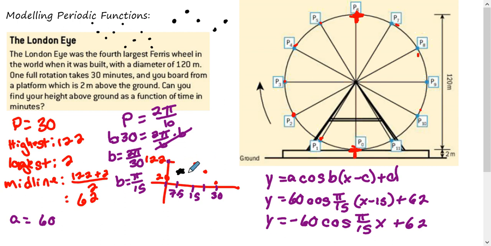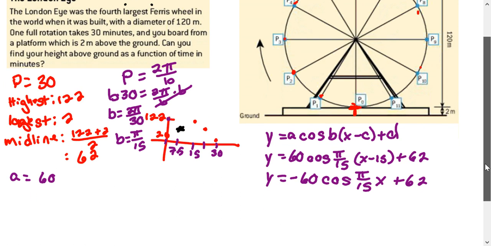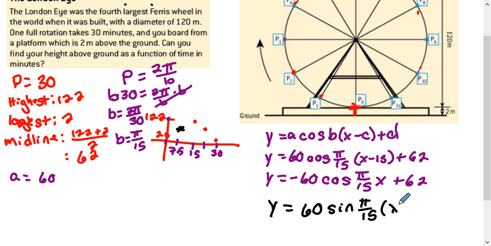That's where my midline is. This is my midline. So therefore, this is going from my midline going up. So this is the horizontal shift for a sine function. If I did this one over here, then it would be a negative multiplier, and then I'd use that 22.5. So for a sine function, it's still 60. It's the sine of pi over 15 x. Now my horizontal shift again is from the midline going up, so that's the 7.5 plus 62. So that's how you write a trig equation for either sine or cosine, whichever one you feel comfortable with. Okay, so let's go into the next one.